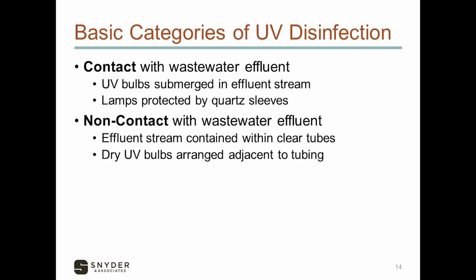So, what does a typical disinfection system that uses UV look like? Well, there's a contact variety and a non-contact variety. For contact variety, the wastewater generally surrounds the lamps, and the lamps are protected inside quartz sleeves. With non-contact, water tends to flow through clear tubes that are surrounded by UV lamps. The UV lamps are actually in the dry, so the tubes are touching the water. And we'll look at a couple of these in a second here.